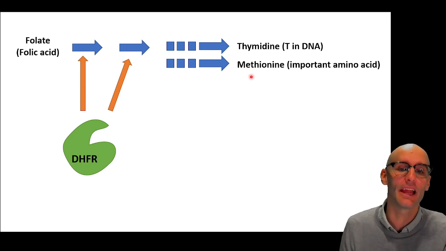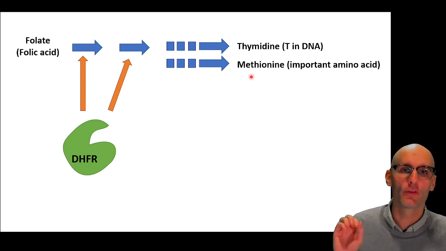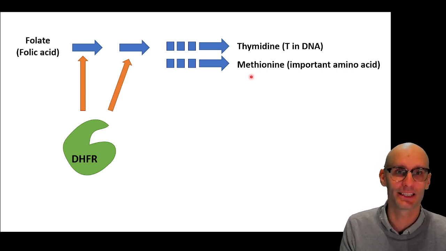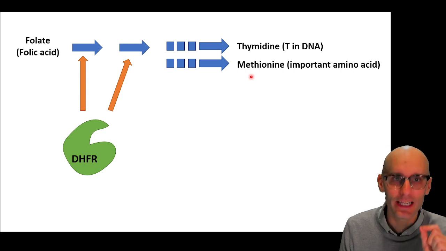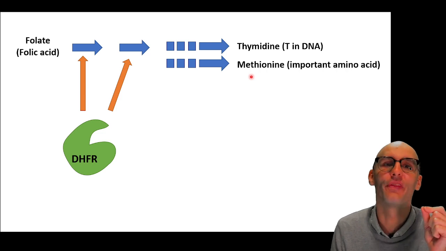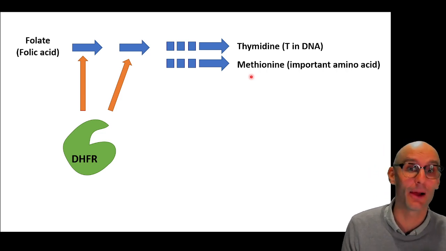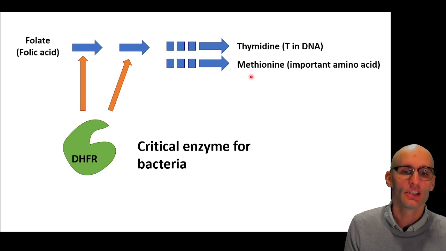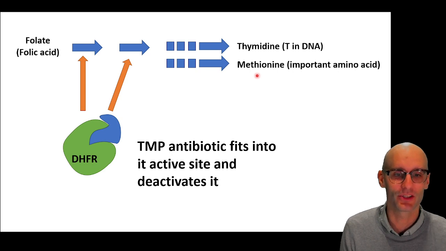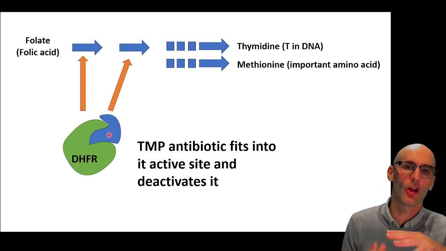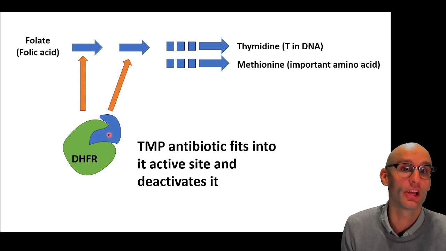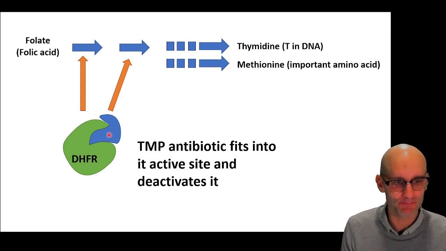Now, humans actually have this gene too, but it seems to have evolved completely separately, so it has a very different structure. That's really important for selective toxicity. The bacterial enzyme is a completely different structure to our enzyme, and so the antibiotic is able to work on the bacterial protein, but not our protein, because of the structural differences. So it's a critical enzyme for bacteria, and the TMP fits into its active site and deactivates it. This is the antibiotic here in blue. It's slotted perfectly into the enzyme, blocking the enzyme from doing its job. So now it cannot do this critical metabolism of folate.